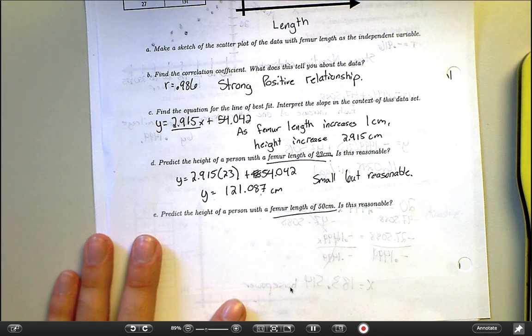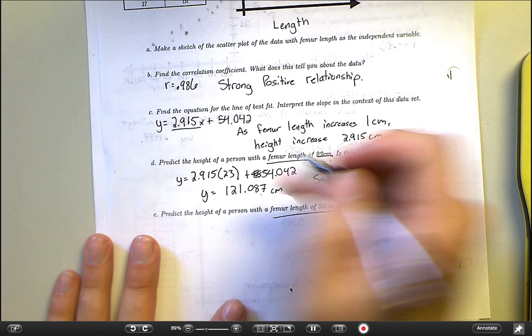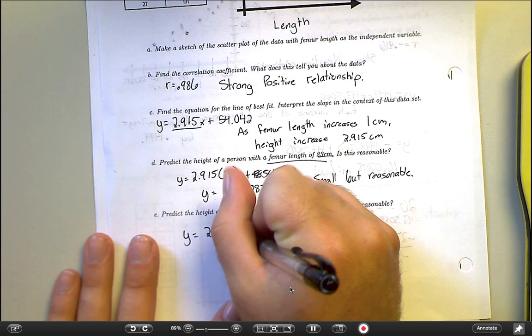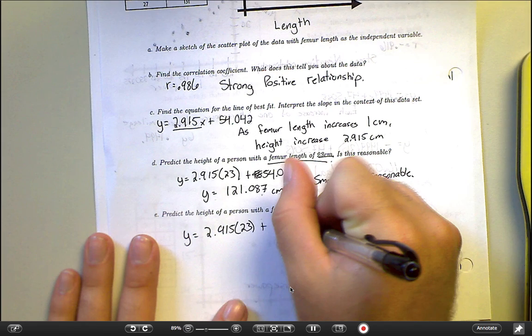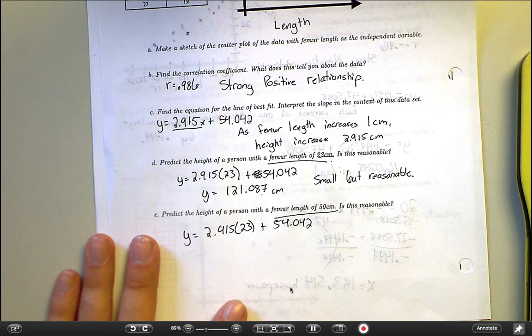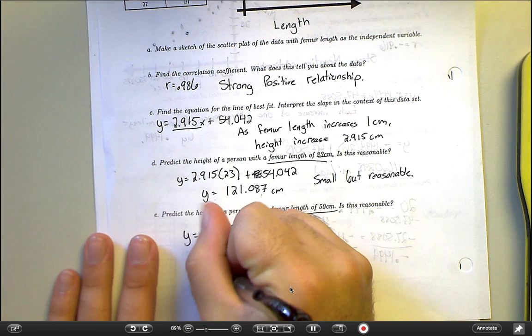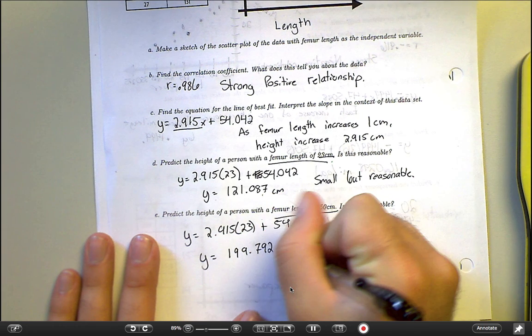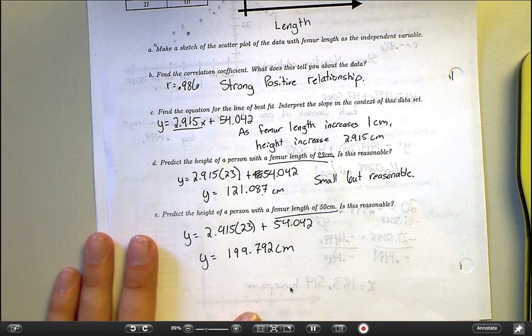Right? We also have one going the other way. So we have a femur length of 50. Let's go ahead and plug that in. So y is equal to 2.91523 plus 54.042. Okay, again, I typed that all in. And for my answer, I got 199.792 centimeters.